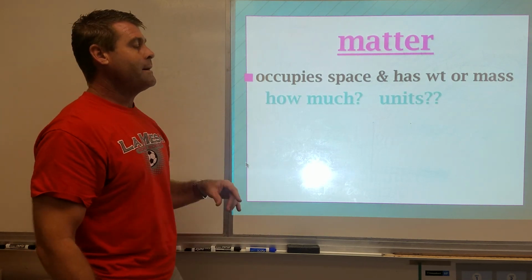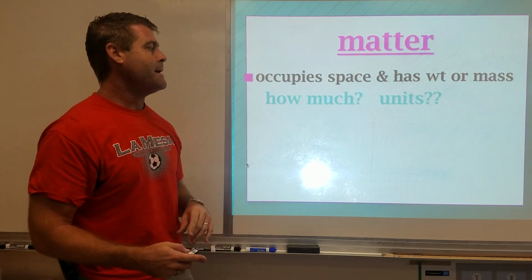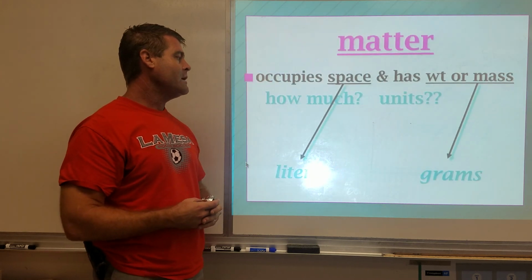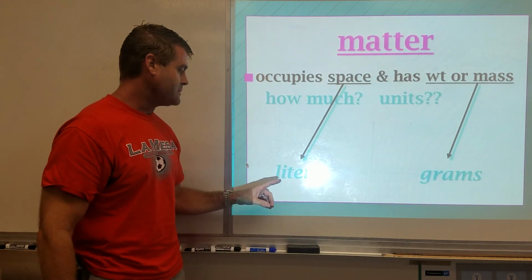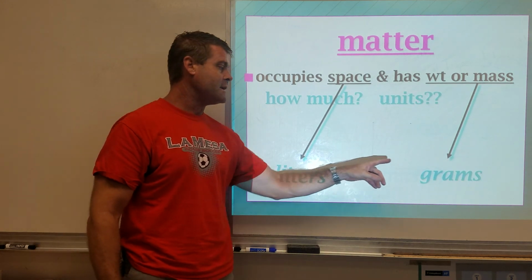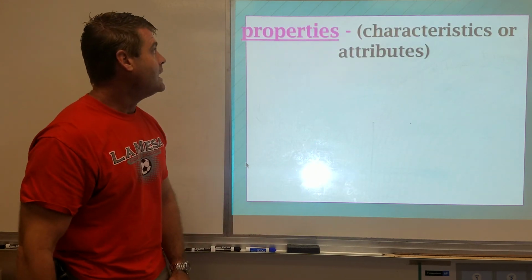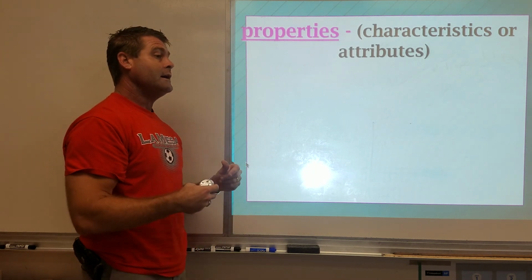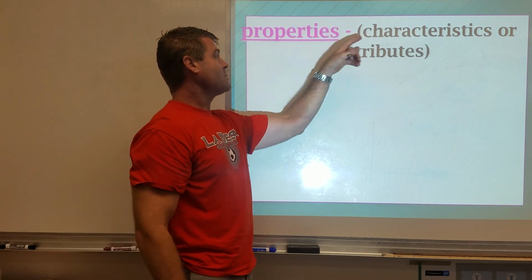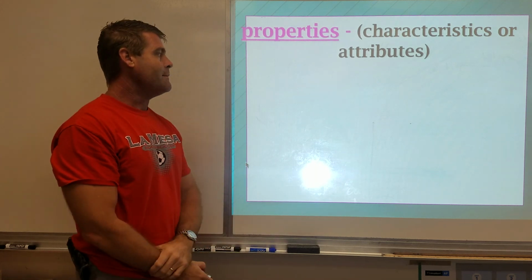We have to be able to measure the amount of space and the mass that matter contains. So we use units, and you remember we introduced you to metric units. The basic metric unit for volume is liters, and for mass is grams. We have to describe matter, guys. When we describe it with others, we use characteristics, which are called properties of that matter.